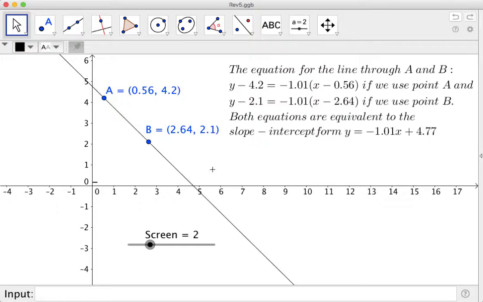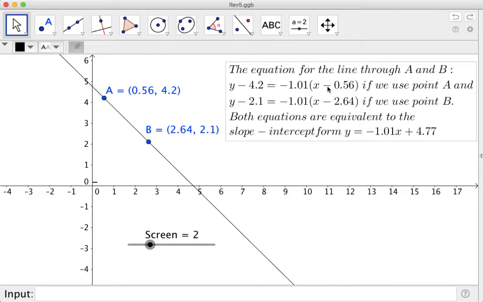So in this case, we could say that the equation for this line is, because the slope is negative 1.01, we can plug in point A, and we get the equation y minus 4.2 is equal to negative 1.01 times x minus the x value of A, 0.56. On the other hand, if we plug in B, we get y minus 2.1 is equal to, again, the slope, times x minus, in this case, the x value of point B, or 2.64.